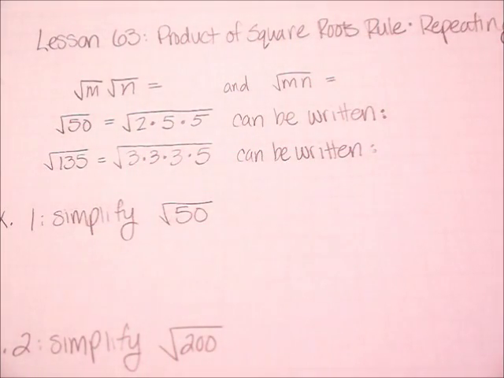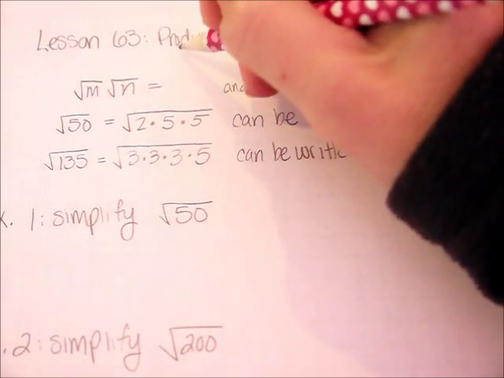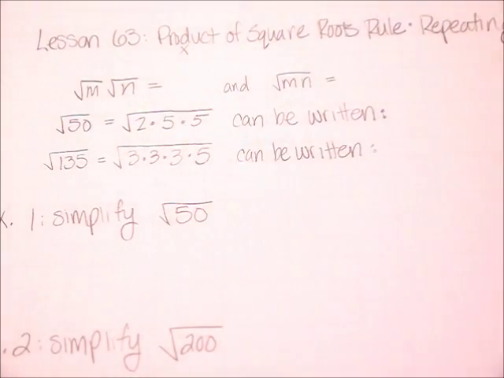Okay, I really enjoy these kinds of problems in lesson 63. We are taking the whole square root thing and learning a little bit more. There are a few rules we're going to talk about, and that's the product of square roots rule. Product means multiply, right? So think of it as the timesing square roots rule.